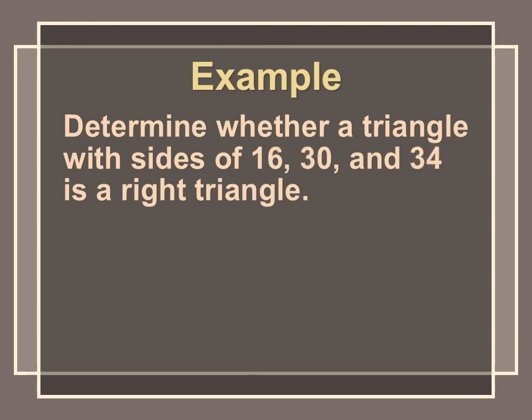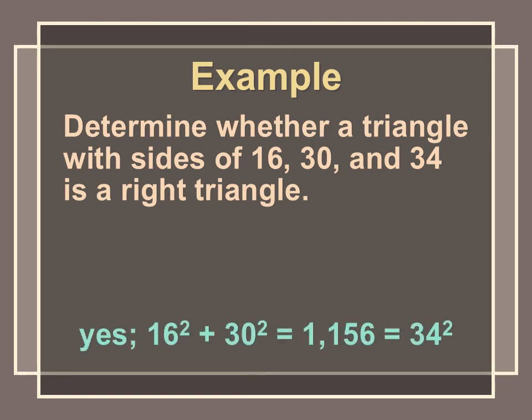Go ahead and try this one now. Okay, this one is yes. 16 squared plus 30 squared is equal to 34 squared. So that means it is a right triangle.